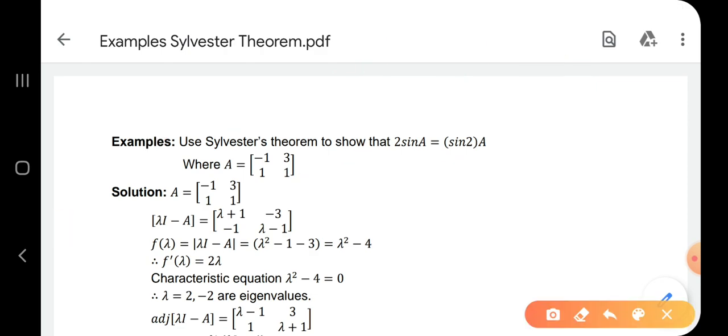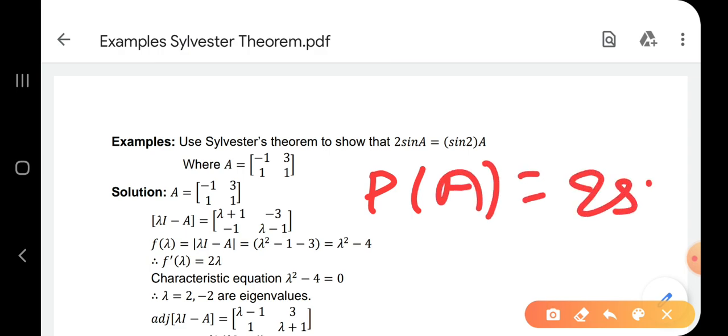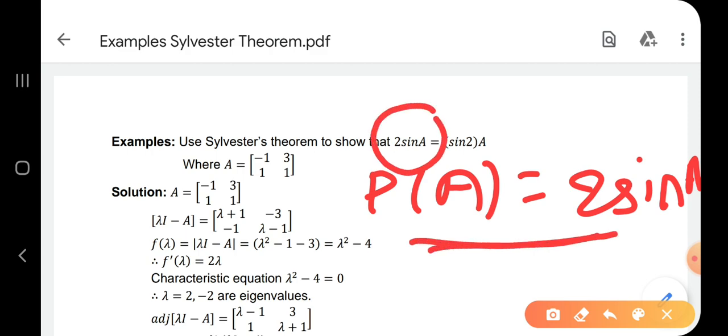This is our matrix. First we write P(A). What is our P(A) here? P(A) is 2 sin A, and we have to show that it is sin 2A. So P(A) is some polynomial in A. So here 2 sin A, I take P(A). Correct. Now what is our formula?